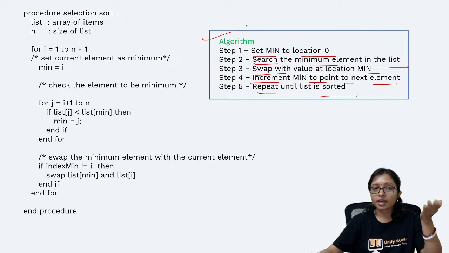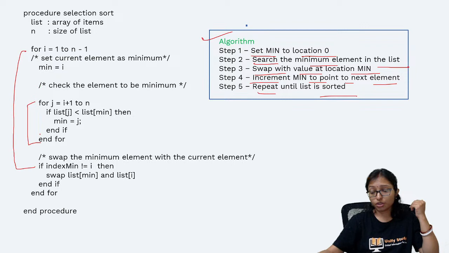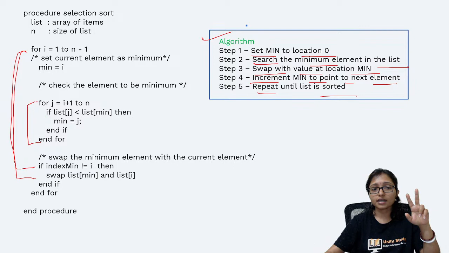Here we are using for loops. How many for loops are we using here? We are using 2 for loops. One is the outer loop, another is the inner loop. In the outer loop we are taking this one. In the inner loop it is starting from j equals i plus 1.